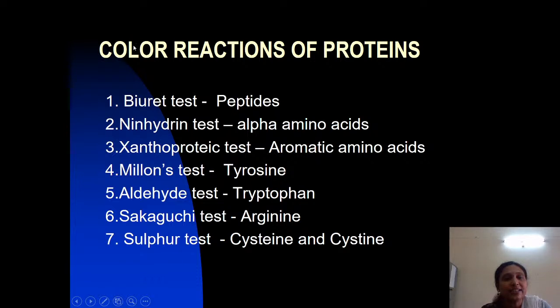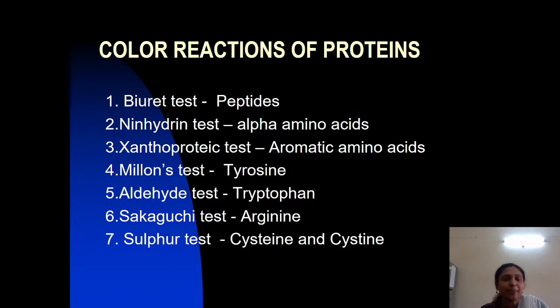Anyway, these details, how to do the tests, procedures, principles, observations and inferences, will be given in detail in the practical lab. Here in the theory class, I am just giving you the list of the color reactions and their significance. Details will be discussed in the practical class. So these are the properties of proteins: physical properties, the precipitation reactions of proteins and color reactions of proteins.